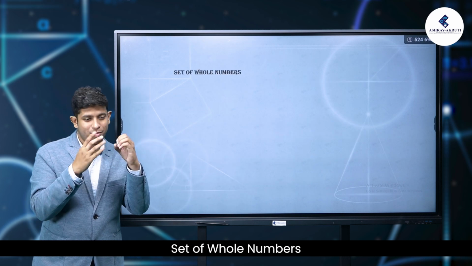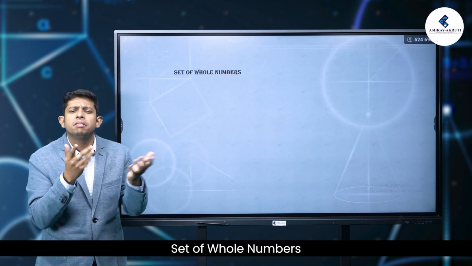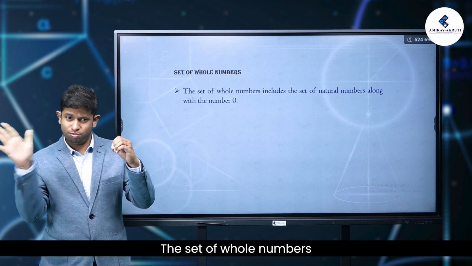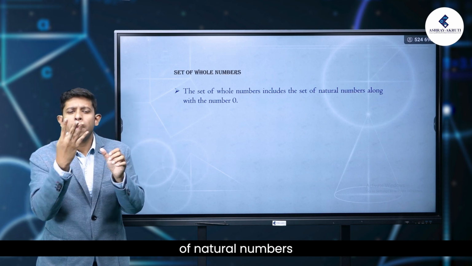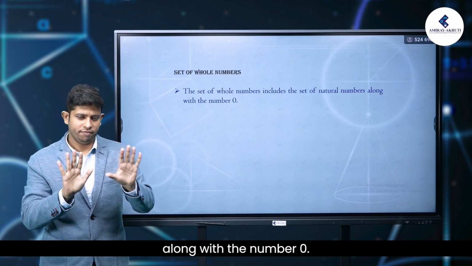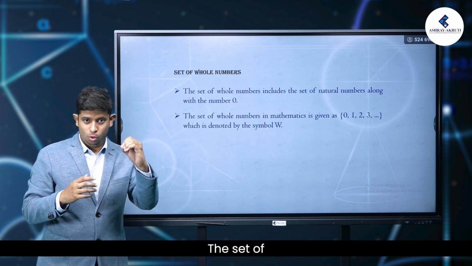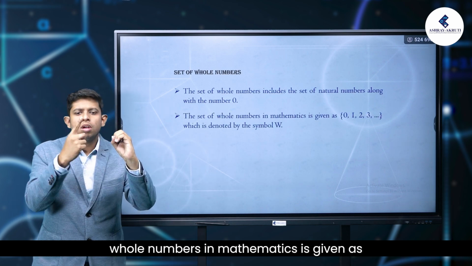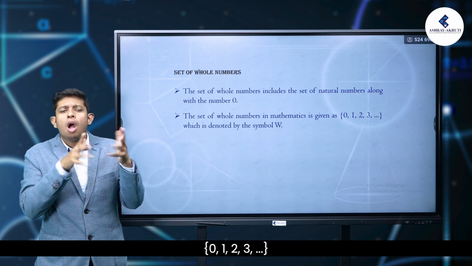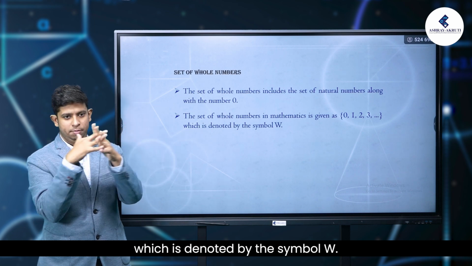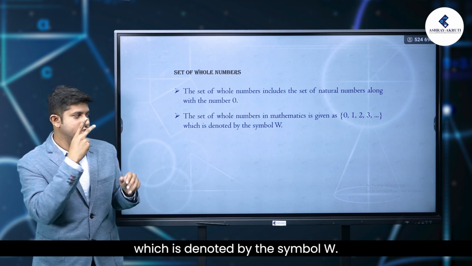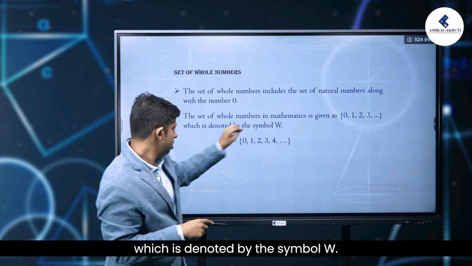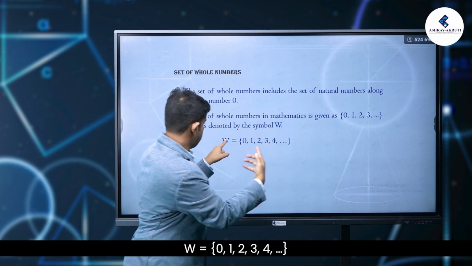Set of whole numbers. The set of whole numbers includes the set of natural numbers along with the number 0. The set of whole numbers in mathematics is given as 0, 1, 2, 3, which is denoted by the symbol W. W equals 0, 1, 2, 3, 4.